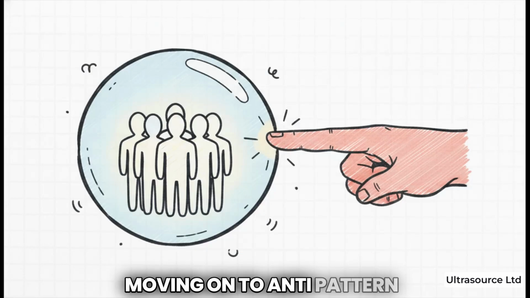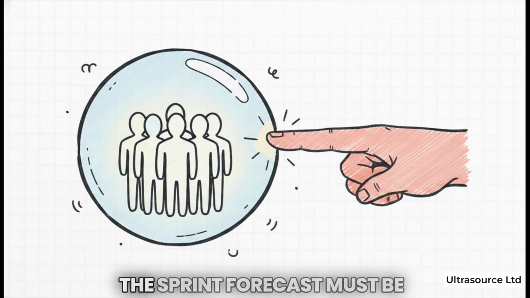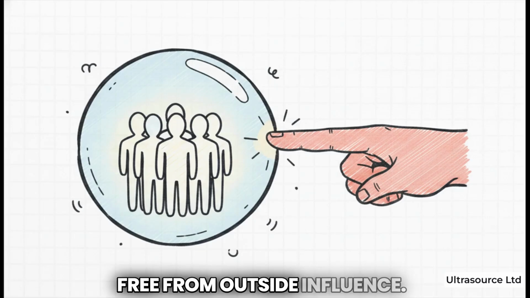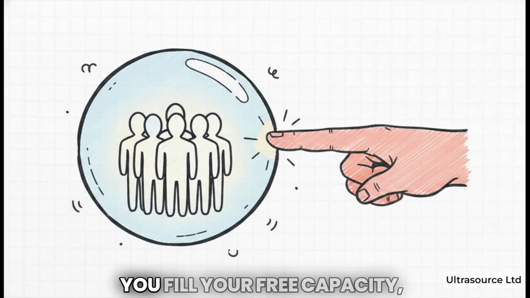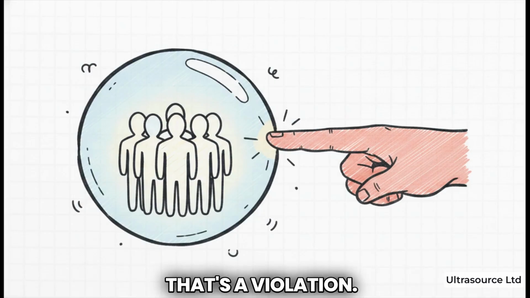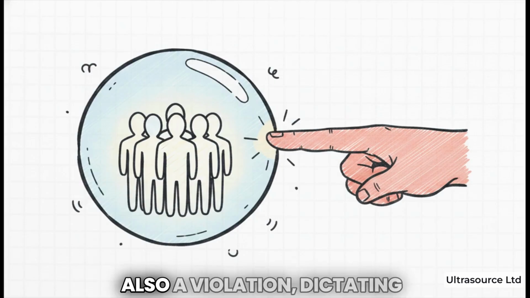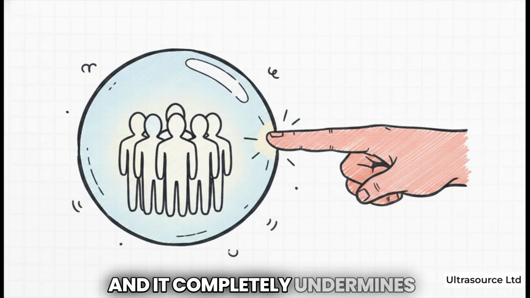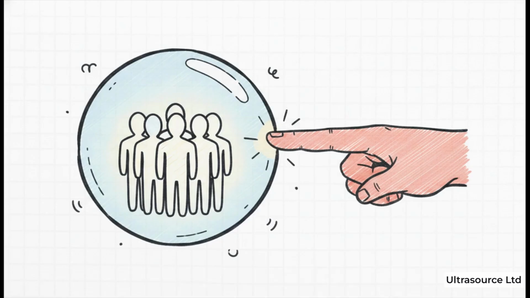Moving on to anti-pattern number 2, imposed forecasts and overcommitment. The sprint forecast must be a team-based decision, completely free from outside influence. If a stakeholder points at your past velocity and demands you fill your free capacity, that's a violation. If a product owner pushes for just one more tiny feature, also a violation. Dictating scope destroys team morale, and it completely undermines the entire fundamental concept of having a self-managing team.